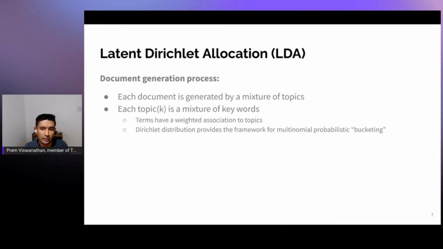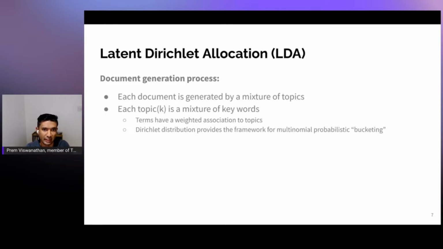Now, not only are these documents generated by a mixture of topics, each topic, as I said, is a mixture of keywords, and the terms that are part of these keywords have a weightage associated with them. And that is where the Dirichlet distribution comes into play. It's a generalized multinomial distribution of the binomial beta distribution. So what it really does is, if you have 4 or 5 categories, it's an elegant way to represent probability distributions between those 4 or 5 categories. And so that's where the Dirichlet comes into play.